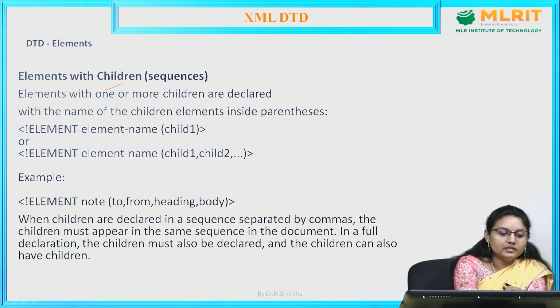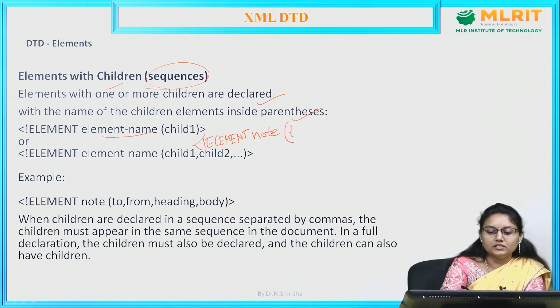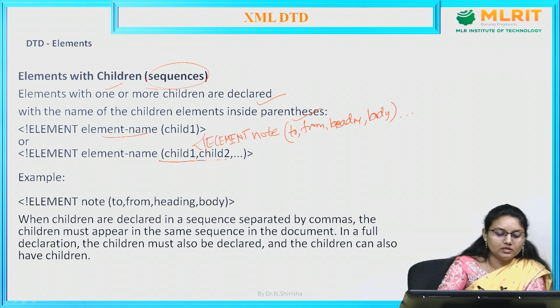Similarly, with children, you can use sequences. Sequence means in a serial, linear fashion. Elements with one or more children are declared with the names of the children elements inside parentheses. So the element tag is note, and in brackets you give all the child tags, that means to, from, heading, body, separated by commas. So this is what we call sequences.